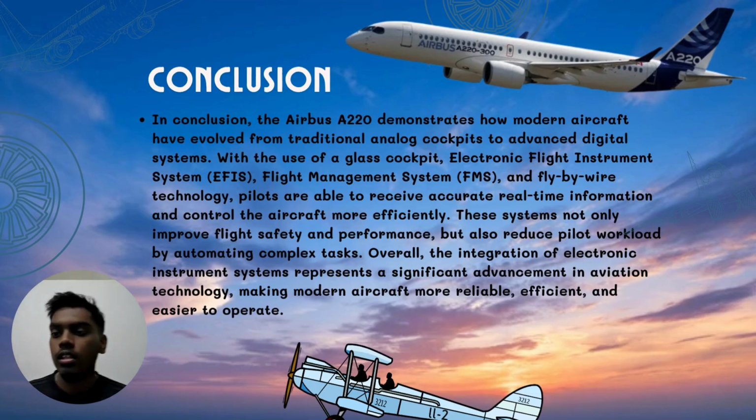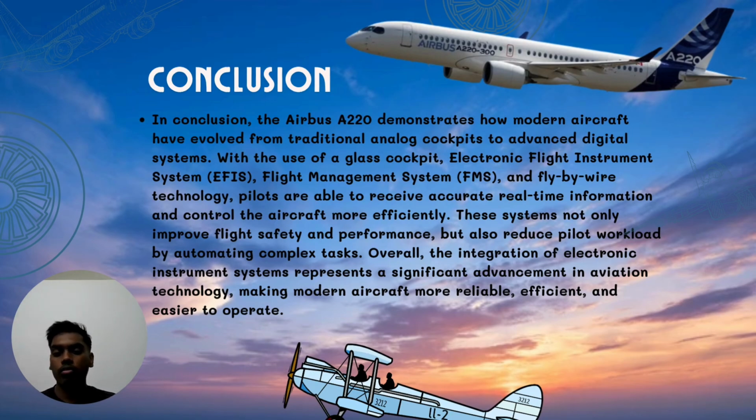Okay, so in conclusion, the Airbus A220 clearly demonstrates the evolution of aircraft technology from traditional analog cockpits to highly advanced digital systems. The introduction of the glass cockpit allows pilots to access all the critical flight information in a clear and integrated display. Systems such as the Electronic Flight Instrument System, EFIS, and Flight Management System, FMS, provide precise real-time data and assist pilots in making better decisions during flight.